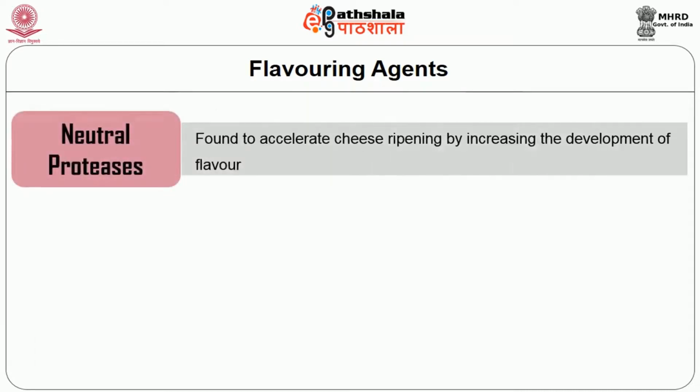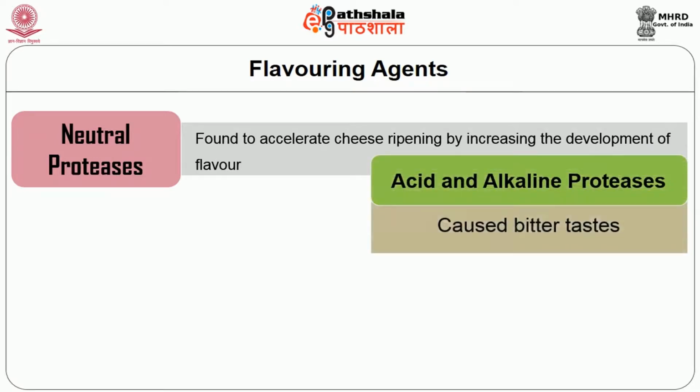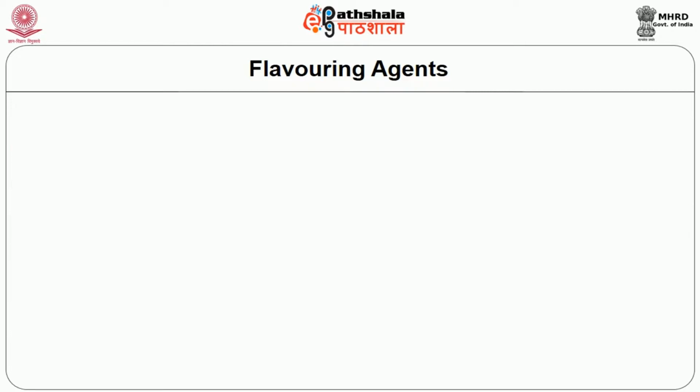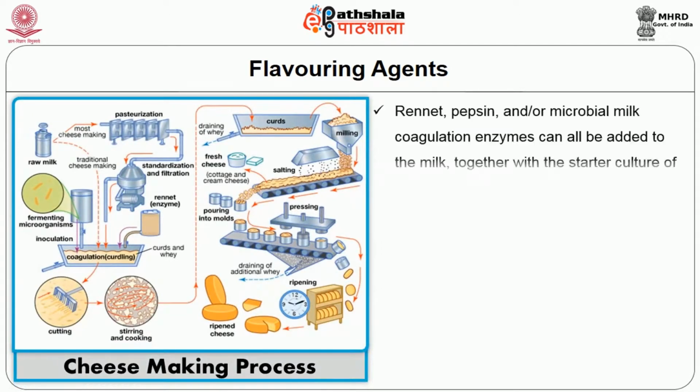Neutral proteases have also been found to accelerate cheese ripening by increasing the development of flavor, whereas acid and alkaline proteases cause bitter tastes. The acceleration of cheese ripening provides a major opportunity for enzymes in the dairy industry in the near future. In the cheese making process, rennet, pepsin and microbial milk coagulation enzymes can all be added to the milk together with a starter culture of Lactobacillus.